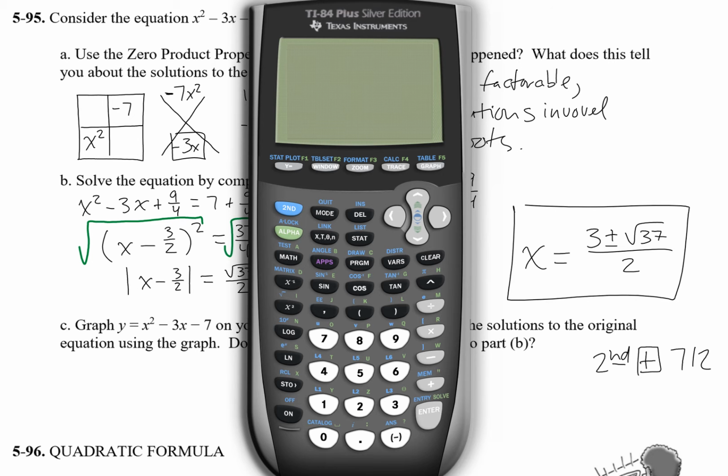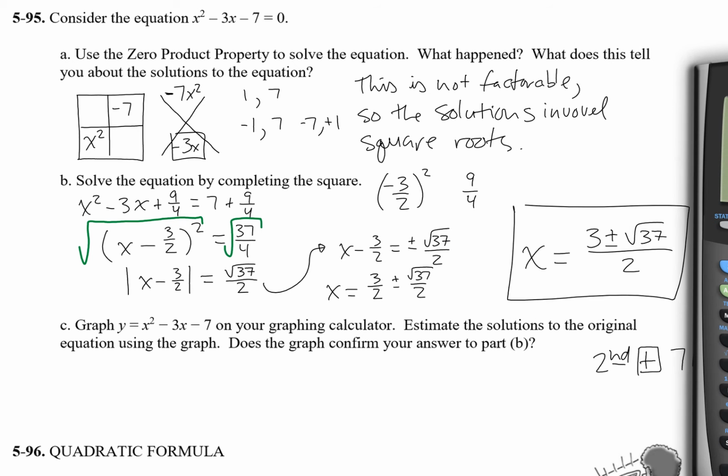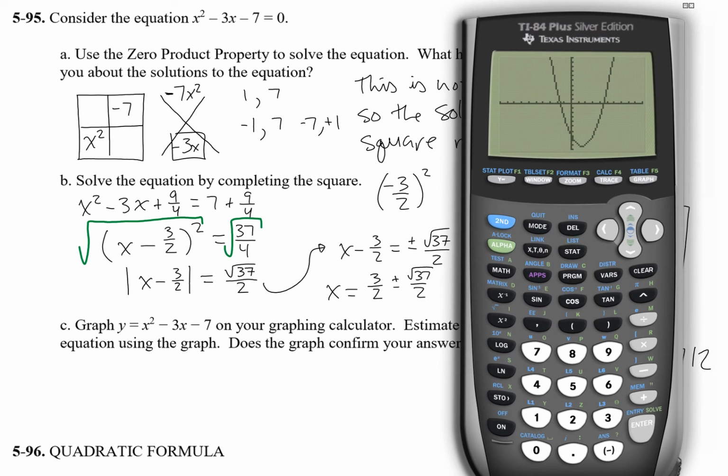So all the stats, plots, and everything are gone. So it should be easy for me to graph this function. I'm just going to hit y equals and graph. I'm going to click this button to hit my x. It's right there. I'm going to square it. So that's x squared, and then minus 3x, and then minus 7. So x squared minus 3x minus 7. And if I hit graph, I can see it there. It looks fabulous. And it says, what does it say? It says, estimate the solutions to the original equation using this graph.